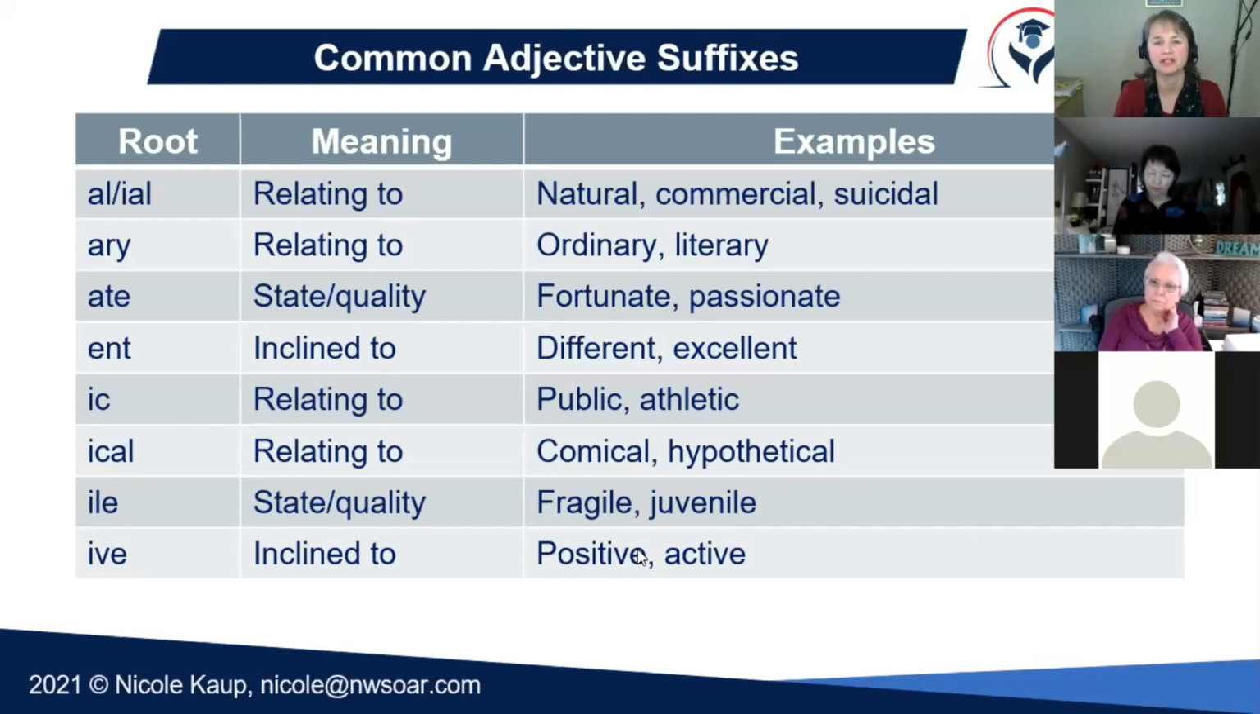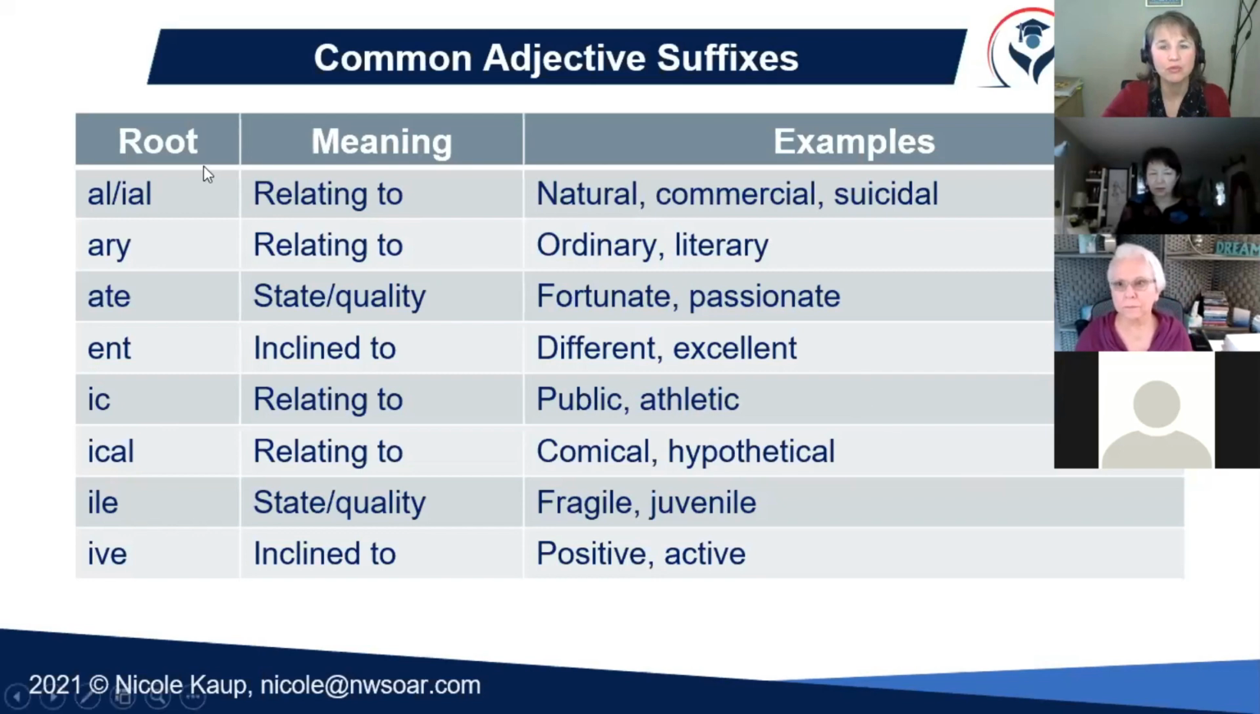So different. So probably or likely to vary or not be the same. Excellent, likely or probably will excel or do very well. Then you have IC, public, athletic, ICAL, comical, hypothetical, fragile, juvenile. Oh my goodness, positive, active, so many.